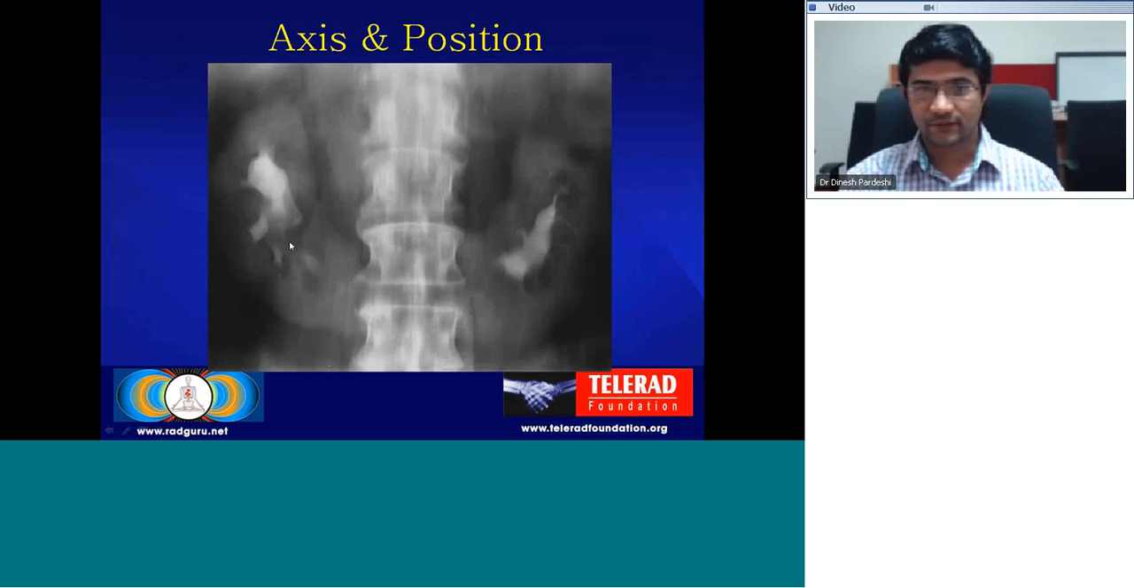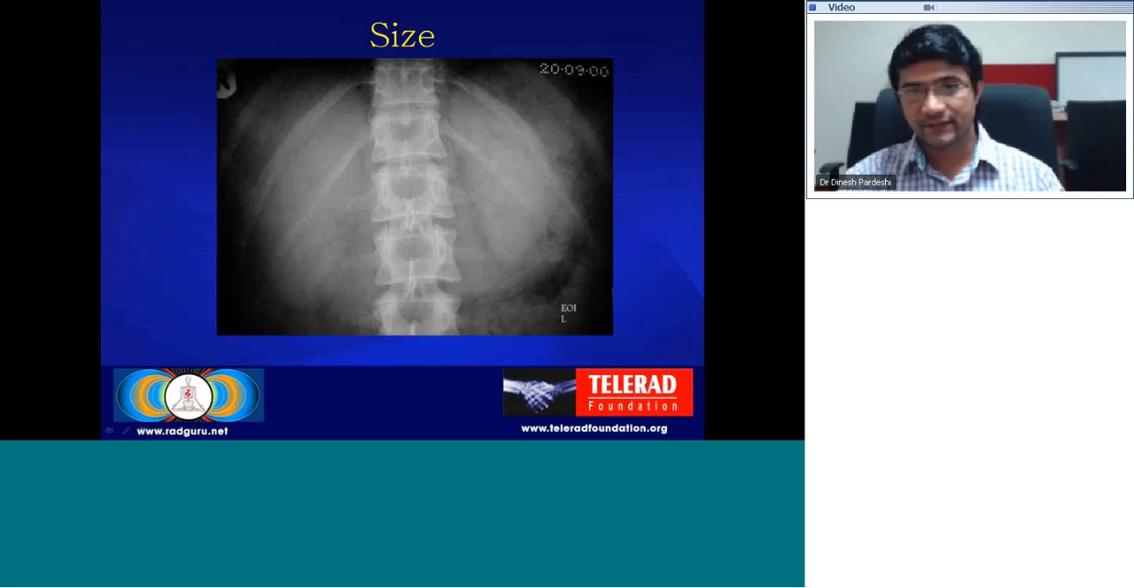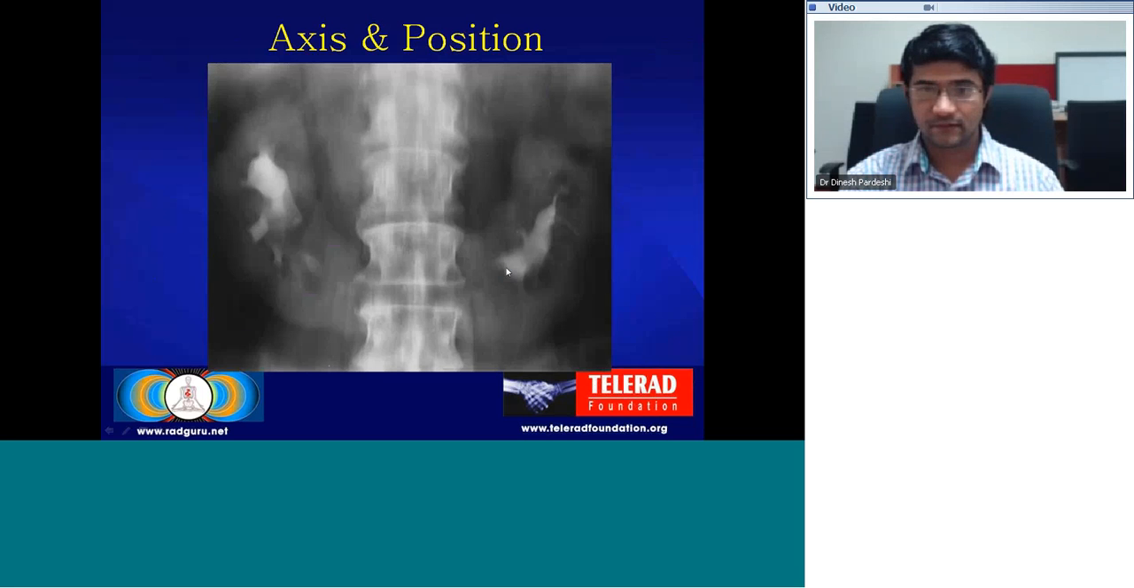Now axis and position. Here you see the kidneys usually cross the 12th rib on both sides, and the axis is such that it parallels the border of the psoas muscle. So the upper pole is more medial and the lower pole is more lateral, paralleling the psoas muscle. If there is any deviation in the axis like this, here we can see the upper poles are laterally deviated on either side, the lower poles are medially rotated, and they appear as if they are fusing with each other and crossing over the psoas muscle. So this is definitely a change in axis and position, a typical case of the horseshoe shaped kidney. Okay, and we can see the dilated pelvicalyceal system here also.